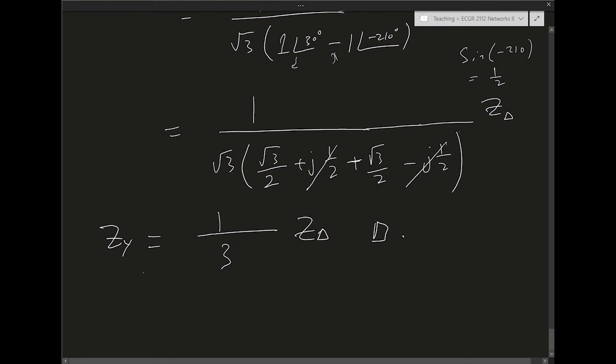Right, and if we have Z delta, we can find the equivalent ZY, and then we can use this ZY to just calculate the line current. The line current is just going to be VAN over ZY. So it simplifies things a bit.